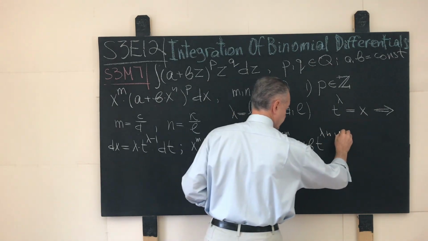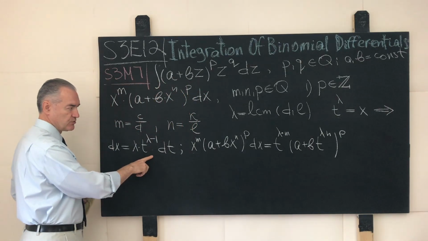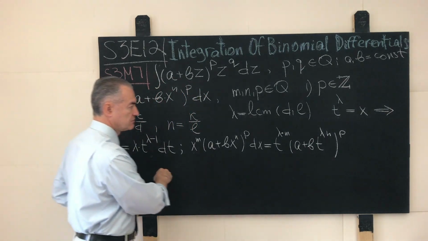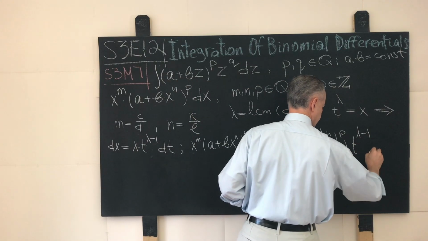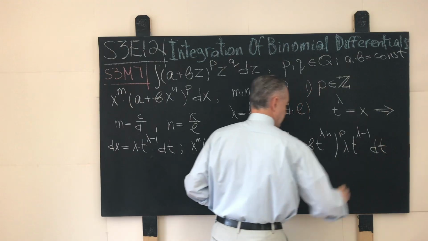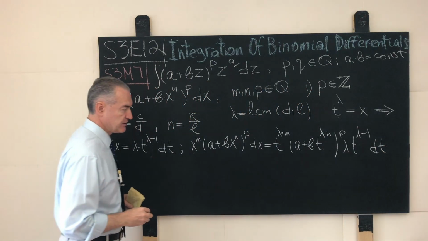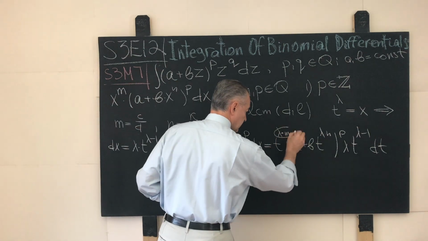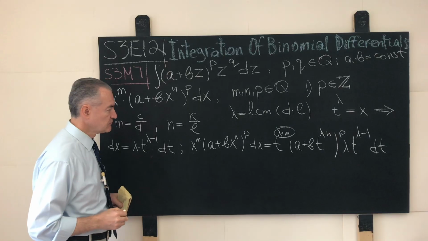Then the whole thing is raised to the power of p, and then we need to substitute the first differential, lambda t to the lambda minus 1 dt. And now let us carefully analyze what just transpired. The number lambda times m will be what?